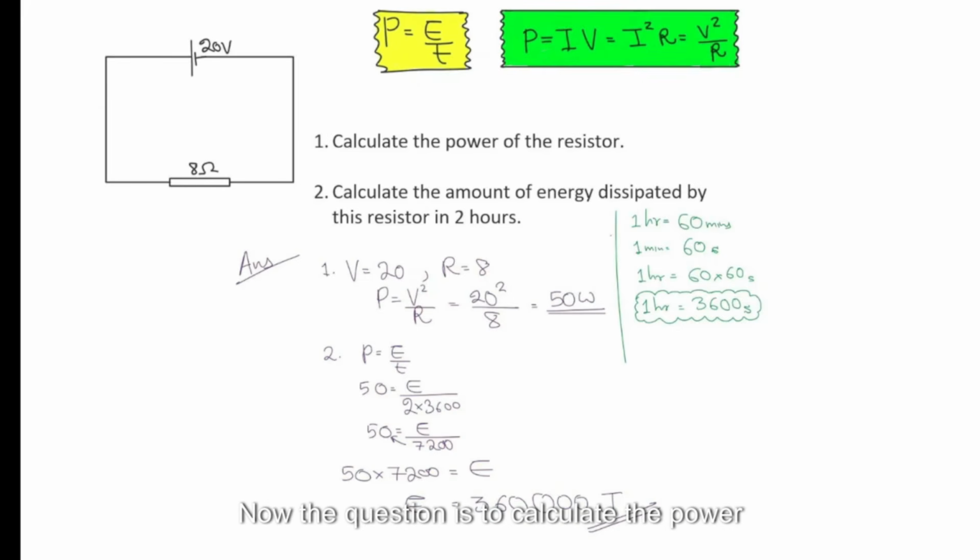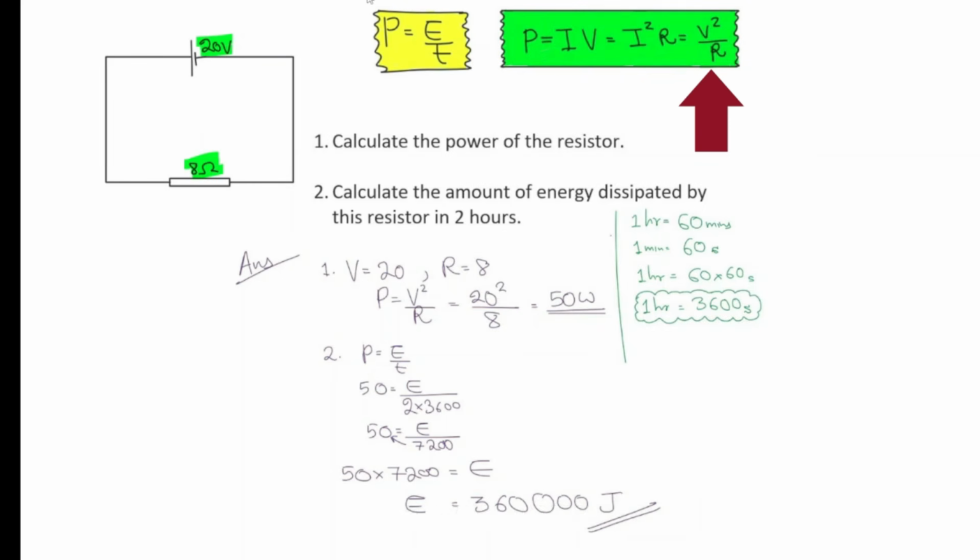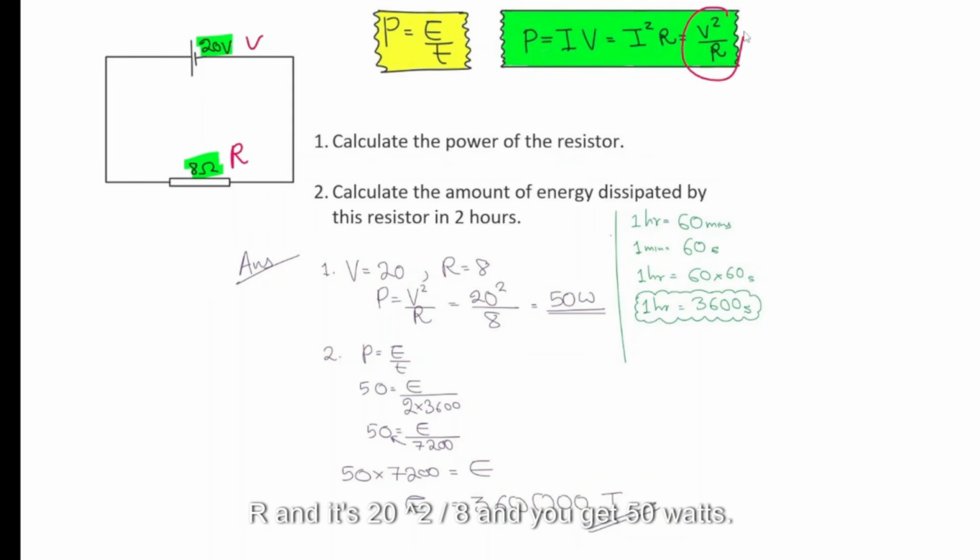Here's the answer. Now the question is to calculate the power of the resistor. Now look, we have the voltage and resistance. So what is the formula with V and R? Obviously it's this one here. So what we do, we use P is equal to V squared over R, and it's 20 squared over 8, and you get 50 watts.